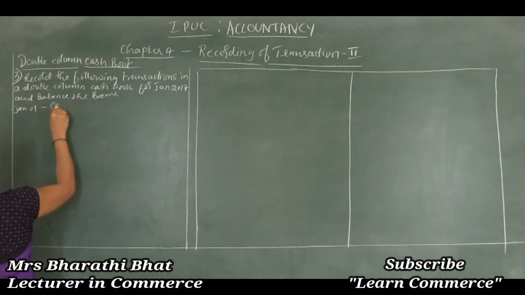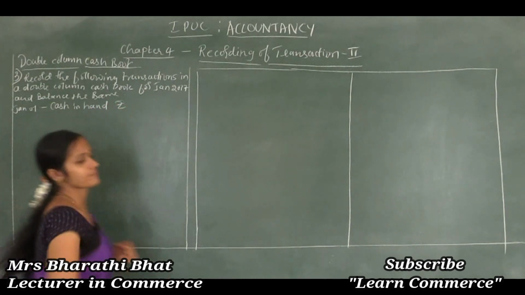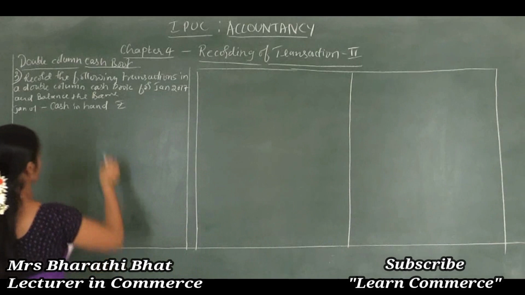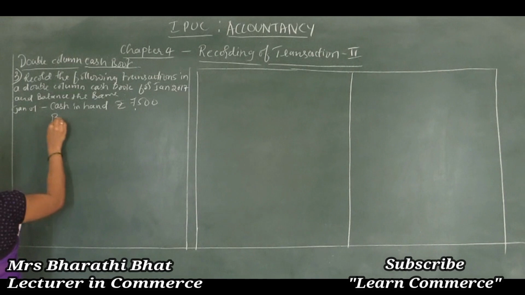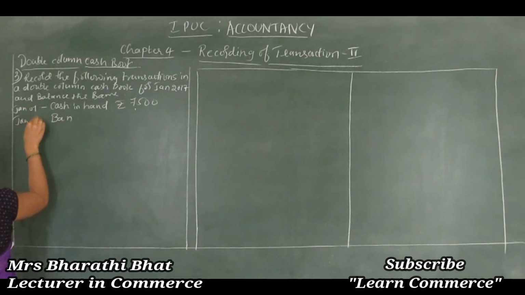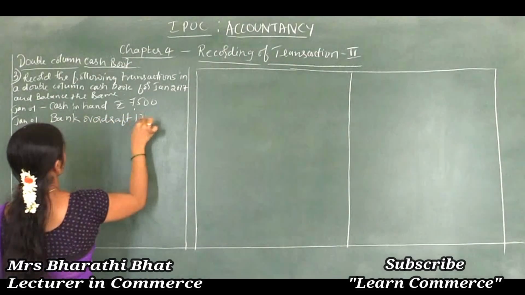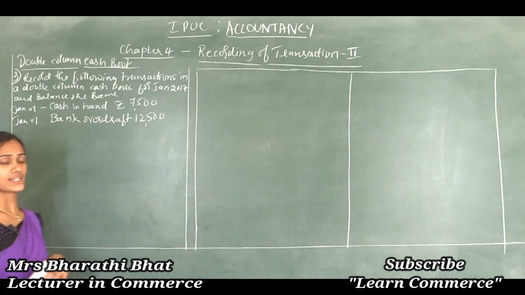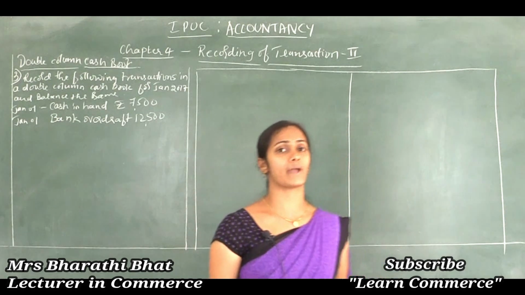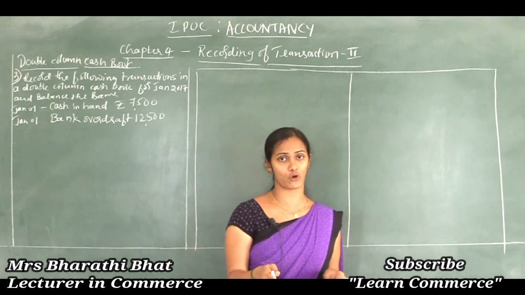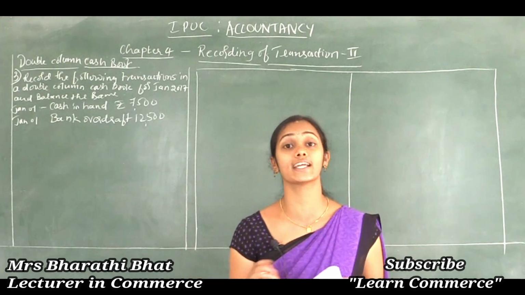Jan 1, 2017: cash in hand rupees 7,500 and bank overdraft 12,500. So bank overdraft means what? If the current account holder withdrew more than his deposit, then it is called bank overdraft. So bank overdraft is always considered a negative balance.